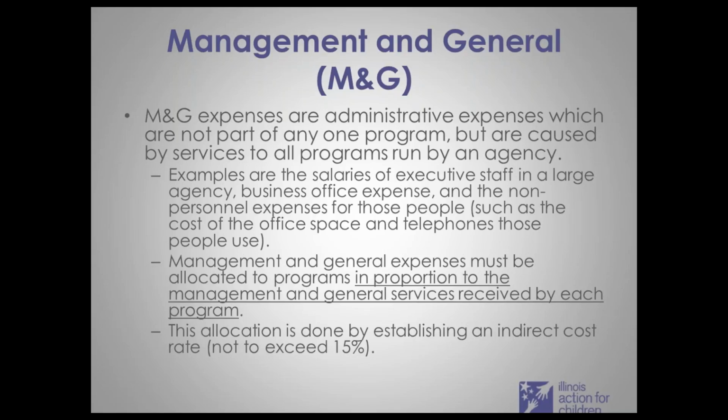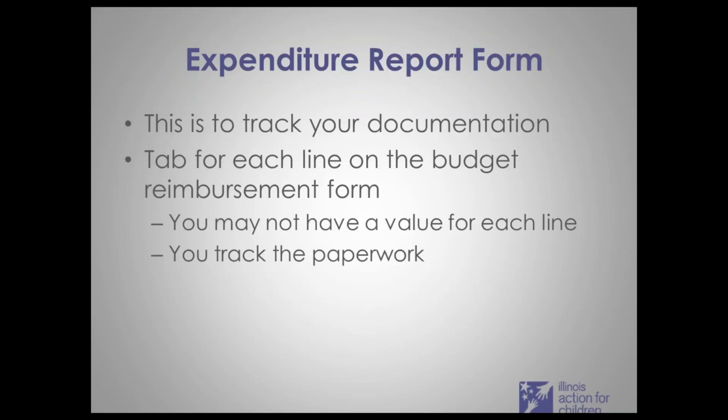M&G must be allocated to programs in proportion to M&G received by each program, if that makes sense. And it's not to exceed 15%. So this is right from the DHS website, so if it's confusing, sometimes it's just legal language that's used, but we would just say that it's not to exceed 15%.